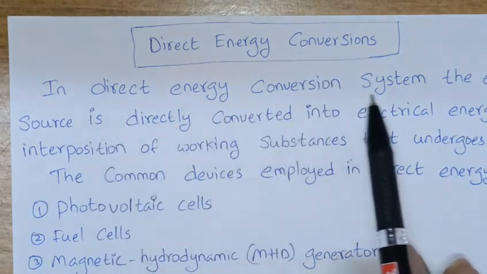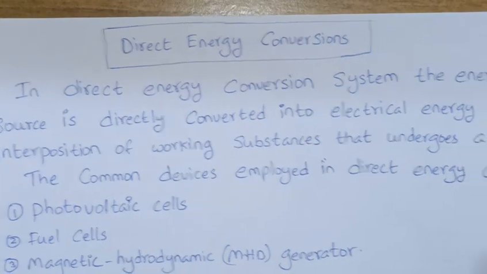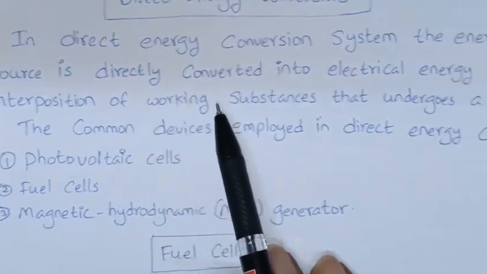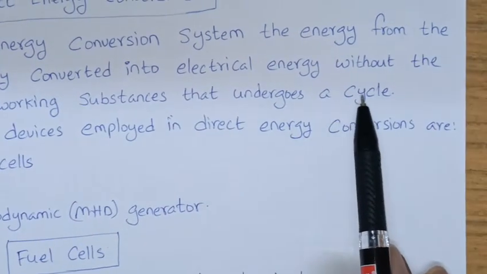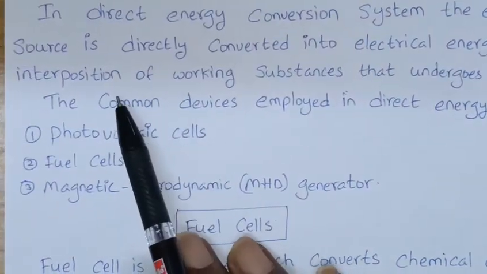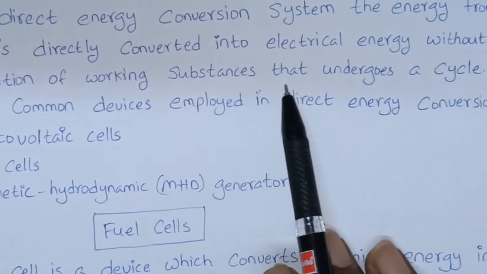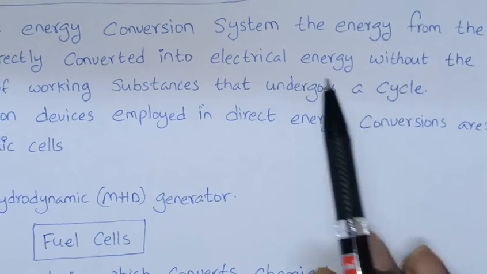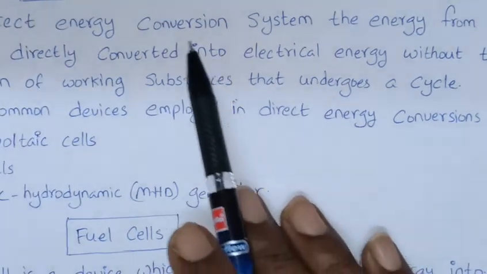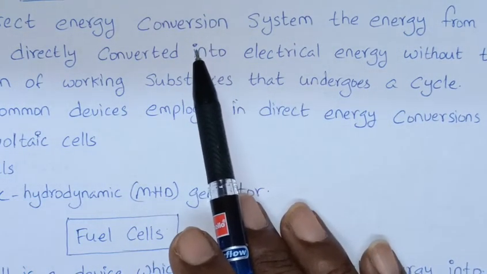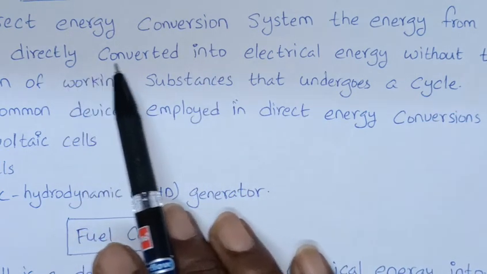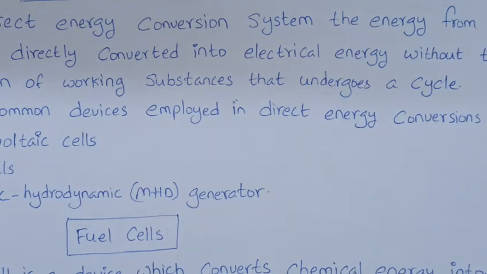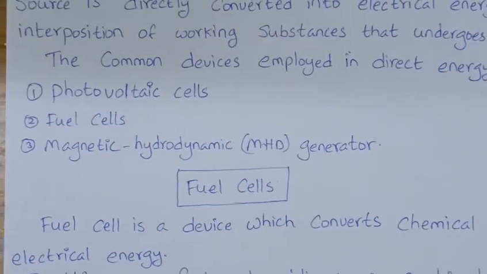In a direct energy conversion system, the energy from the source is directly converted into electrical energy without the interposition of working substances that undergo a cycle. Simply, we can understand that a conversion is taking place from a source, in which it is directly converted into electrical energy. Commonly we use three types.